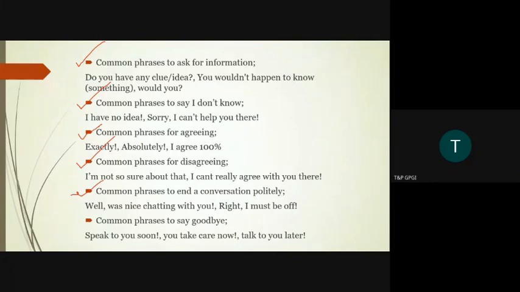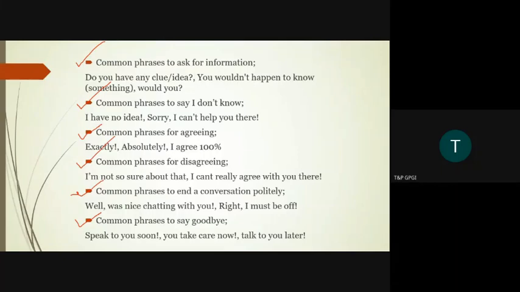The last one is common phrases to say goodbye. So how you can say is speak to you soon. Okay. I will speak to you soon. Speak to you soon or speak soon. If we are in a bit more informal situation, if you know the family member, if you know common friends over there, so how you can say is send my greetings to them. Send my greetings to them.